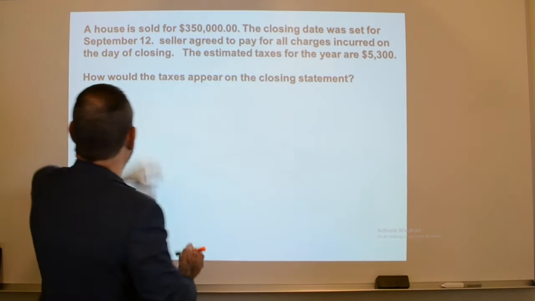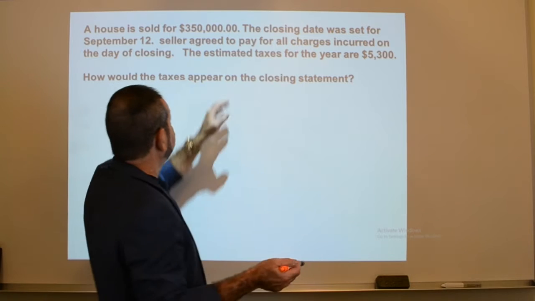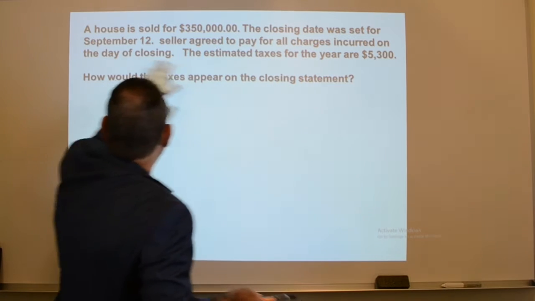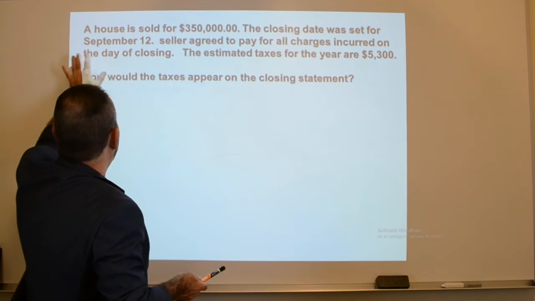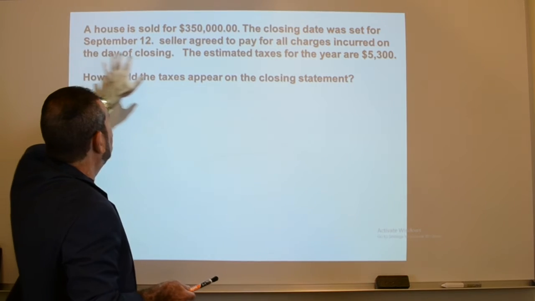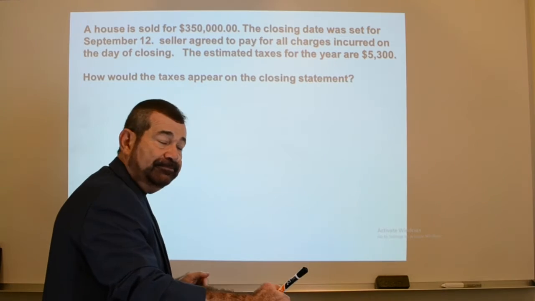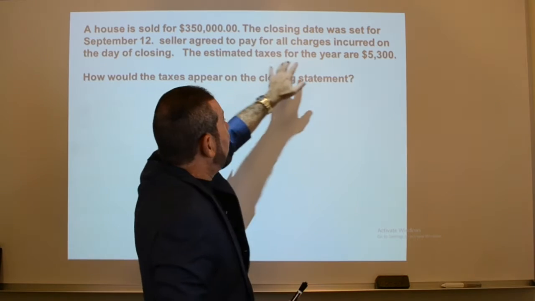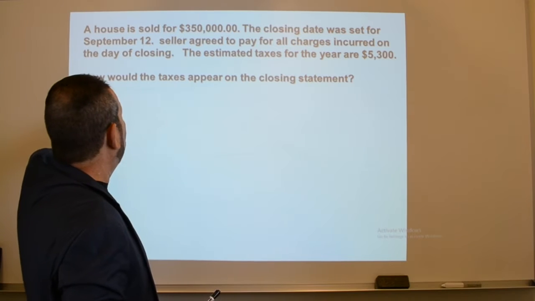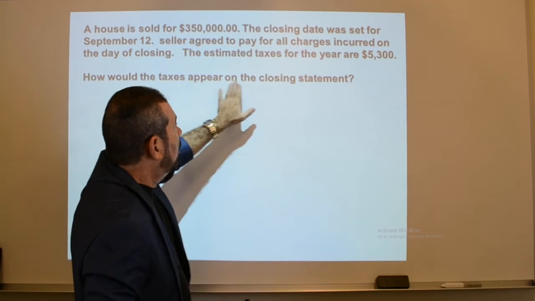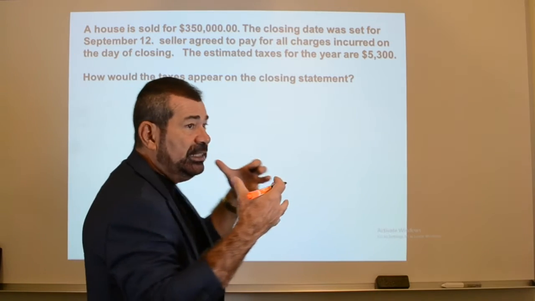Now, in this example, it says this: a house is sold for $350,000. The closing date was set for September 12th. The seller agreed to pay for all charges incurred on the day of closing, meaning the seller owns the property until the day of closing. The estimated taxes for the year are $5,300, and the question is, how would the taxes appear on the closing statement? Okay, first you need to do the amount of days.